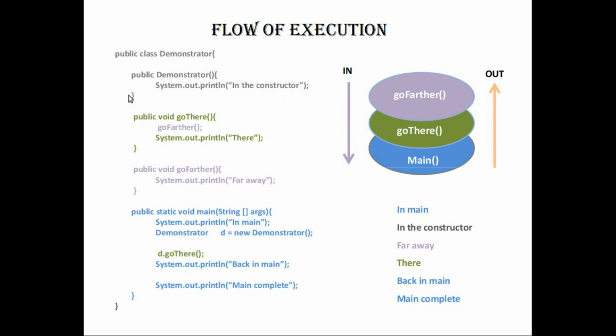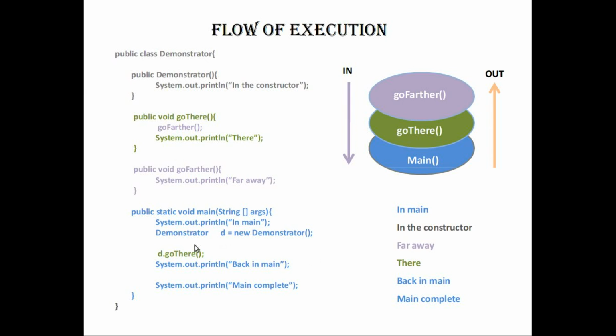Immediately this closing curly brace is hit, execution is returned to the main method which called the constructor, and execution continues sequentially from there. It meets this empty line, and then it continues from there till we get to this point where it's using the reference variable that we created, d, to call the goThere method on the object that is created here. So we call the goThere method.